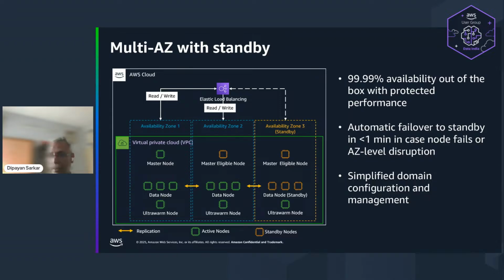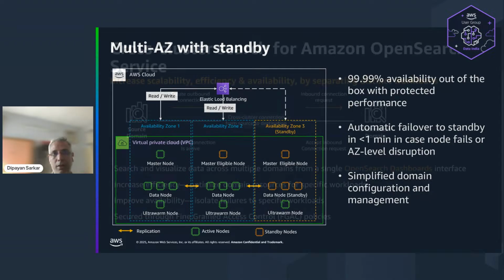In that multi-AZ with standby, what will happen is that the cluster will be created in 3 AZs, and in each availability zone there will be a replication of that data node. At any point of time, 2 availability zones will be active, and another availability zone will work as your DR. That is the way multi-AZ with standby will work. So if you lose any AZ, then immediately you will get the data from that particular availability zone, which is your backup, right? So this is the way multi-AZ with standby will work.